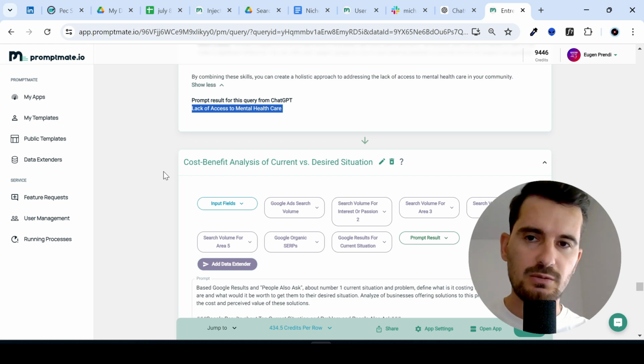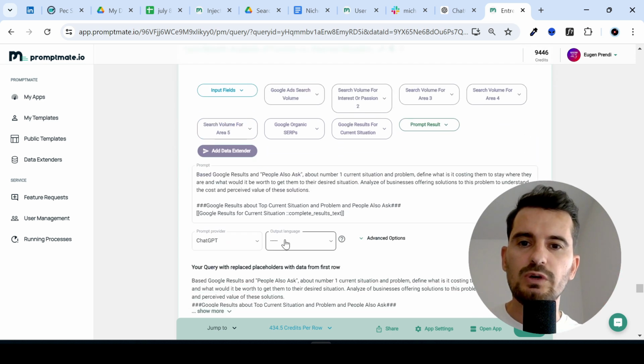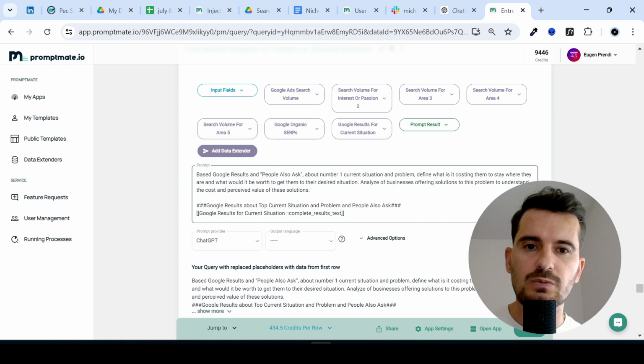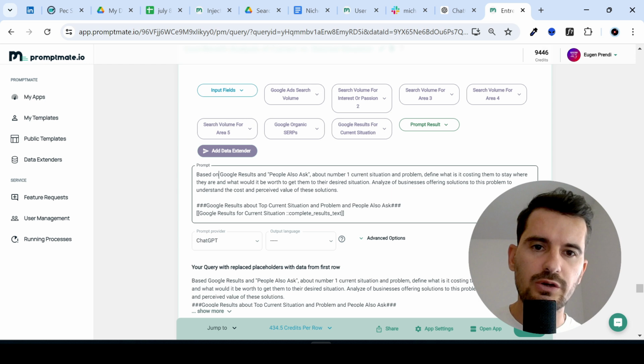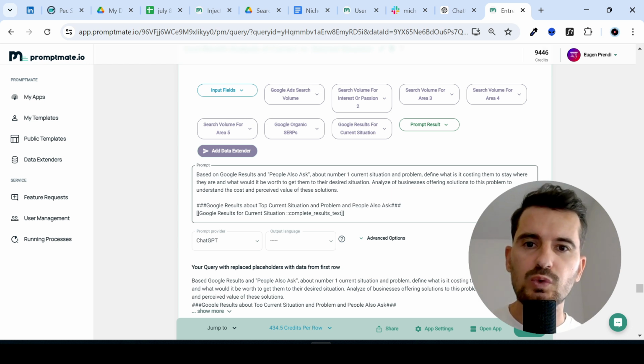What are people asking about this? What are the first top results on Google about this specific topic? So again, Google results about the top current situation or problem, and People Also Ask, because I think I kind of mentioned it. As you can see, based on Google results, we can say, and People Also Ask about number one, current situation problem: define what it is costing them to stay where they are, and what it would be worth to get them to their desired situation. So, to bridge the gap, right? Analyze the businesses offering solutions to this problem to understand the cost and perceived value of this solution.